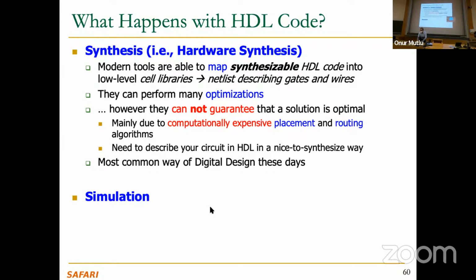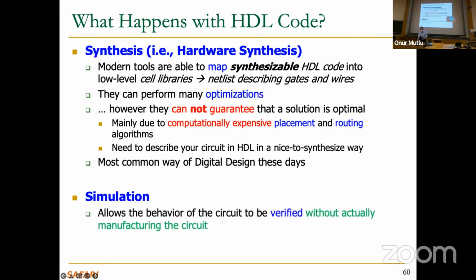So the second thing that happens with HDL code is simulation. And simulation is good. Here you don't actually design the hardware. The output of simulation is not the hardware itself. The output of synthesis is the hardware itself, right? You can map it to an FPGA, you can map it to ASIC, you can map it to a general purpose processor, but it's hardware in the end. Whereas simulation, the output is not hardware. You don't get any output other than, oh, here's a waveform, and here's how the circuit seems to work if I actually apply these inputs.